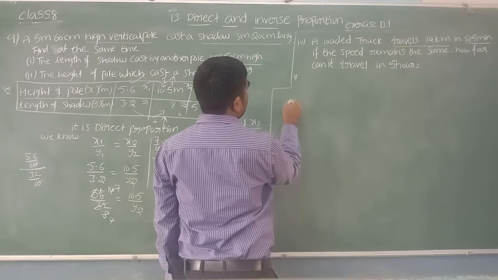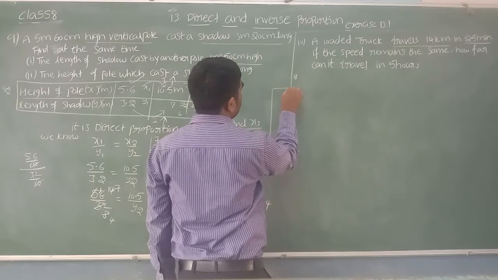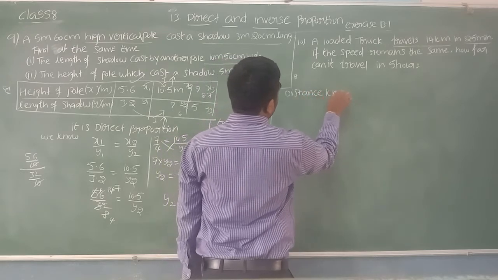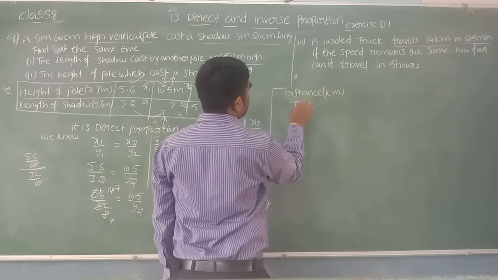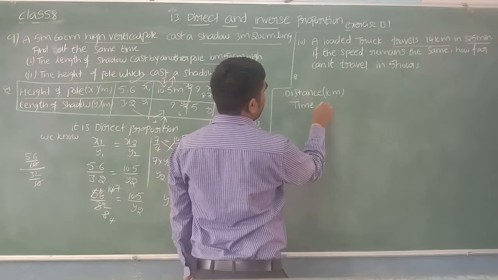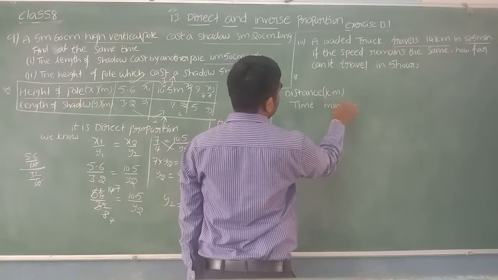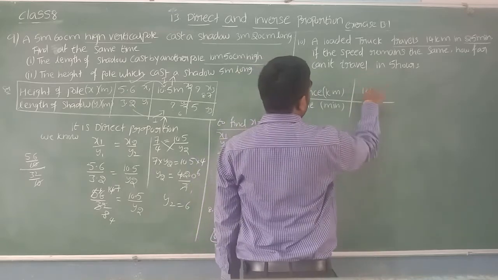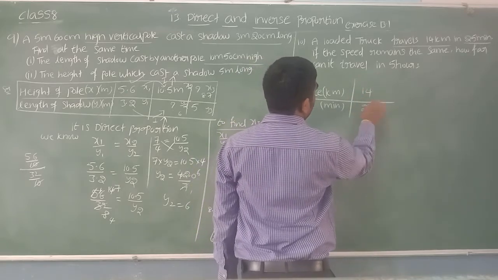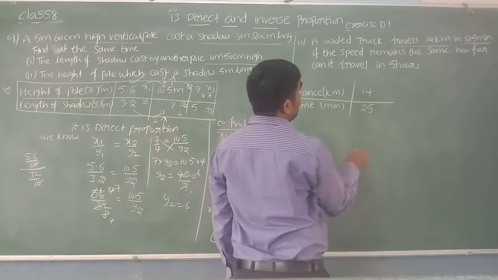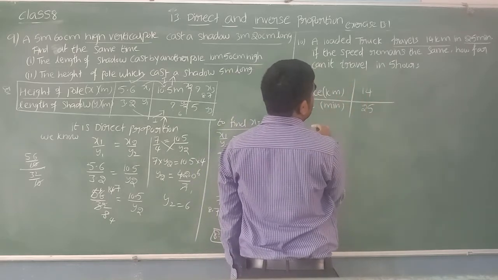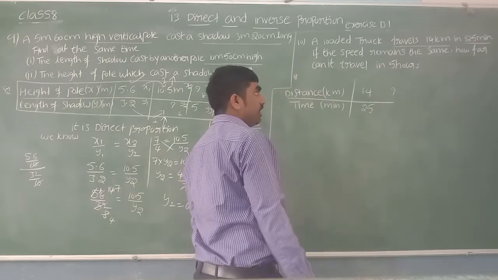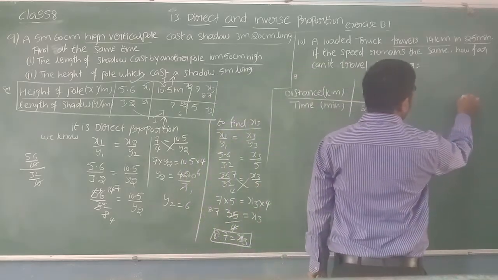Solution. The two quantities are distance, which is in terms of kilometers, and time, which we take in terms of minutes. So distance 14 kilometers in 25 minutes. Now they are asking if it maintains the same speed, how much distance does it cover in 5 hours? Can you tell me 5 hours is equal to how many minutes?